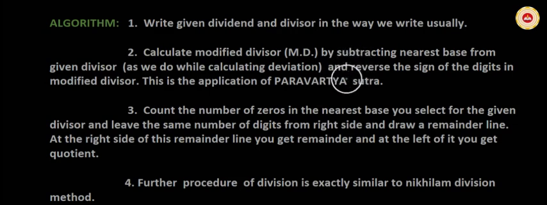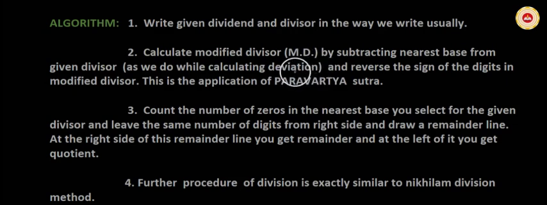We subtract the base from the given divisor and we get the deviation. And we change the sign of the digits in that deviation. And now it is called a modified divisor. And this is called the application of Paravartya Sutra, reversing the sign of the digits in that deviation. When the signs of the digits in the deviation are reversed, then that deviation is called a modified divisor.